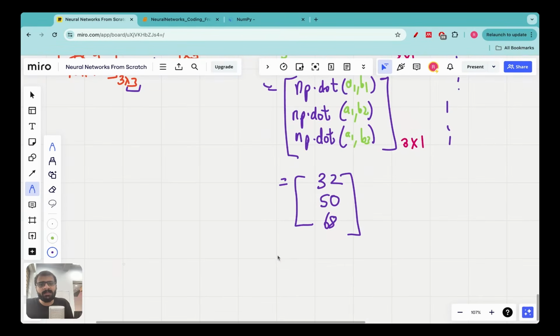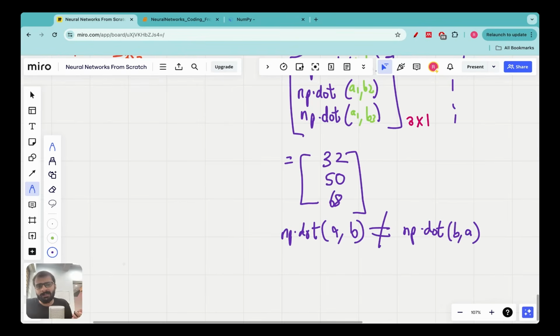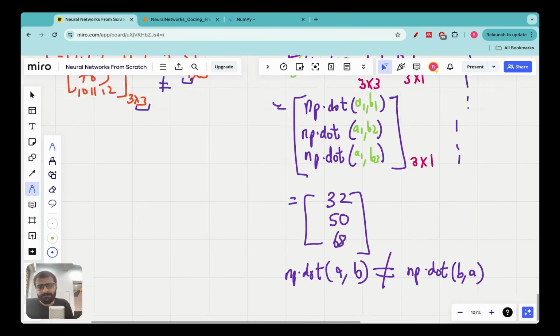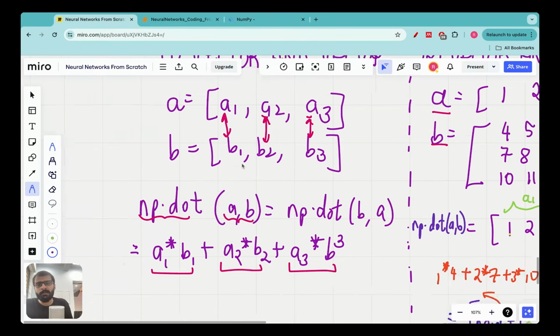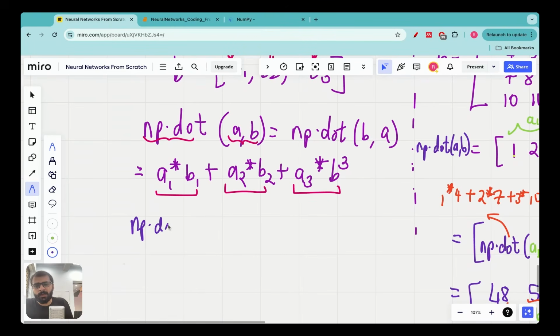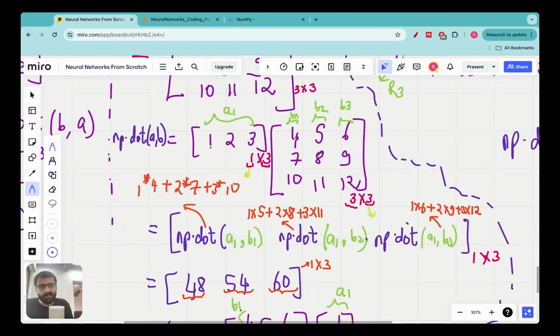So remember that in this case, np.dot A comma B is not equal to np.dot B comma A. So you have to be very careful about which entity comes first and which entity comes second, especially when you are taking a dot product between a vector and a matrix. If you are taking the dot product between a vector and a vector, then we can very confidently say that np.dot A comma B is equal to np.dot B comma A. But this is not the case when you take the dot product between a vector and a matrix.